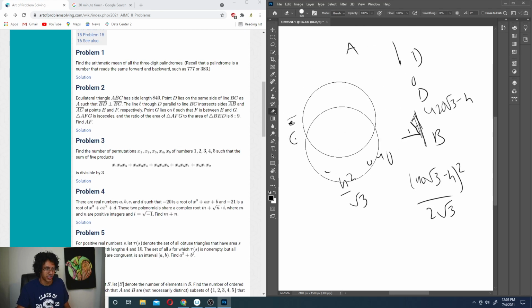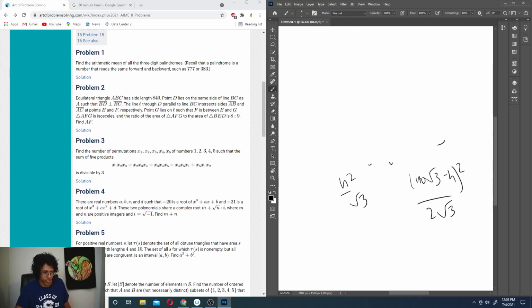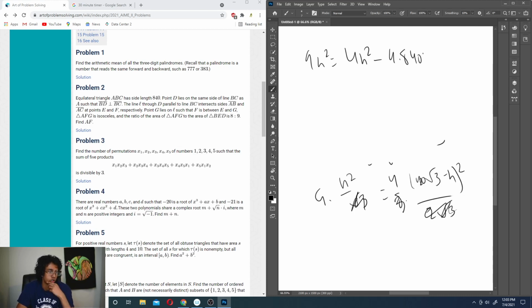Okay, so we got this. So 420, and then we want to solve it. So the area of AFG is smaller, so essentially this would have to be 9 times that, 8 times that. This cancels out, that cancels out, that becomes a 4. And now we just solve. So it's 9H squared, and then this is going to be 4H squared minus 4 times 840 root 3 H plus 420 squared times 4 times 3.